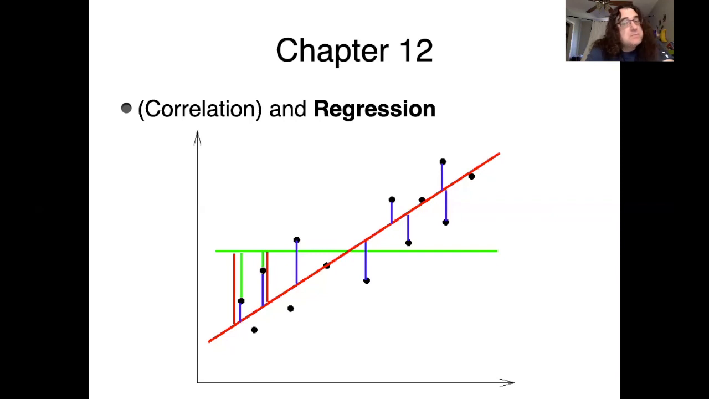Multiple regressions, a bigger deal. Curvilinear regressions, a bigger deal. But right now, we're going to do the simplest possible linear bivariate regression line. And I think you might even enjoy it.